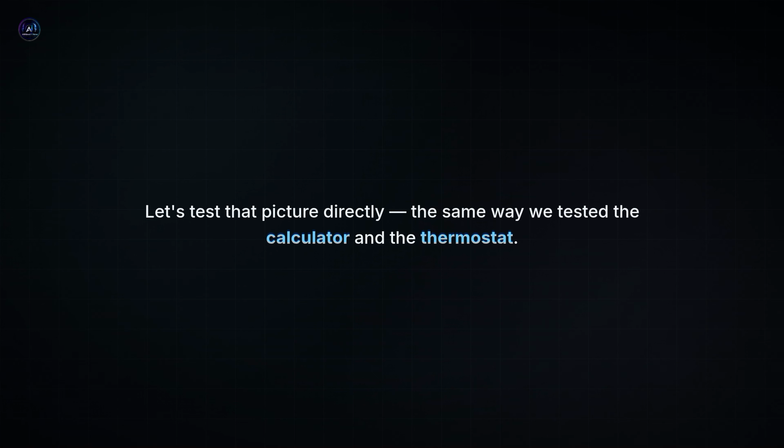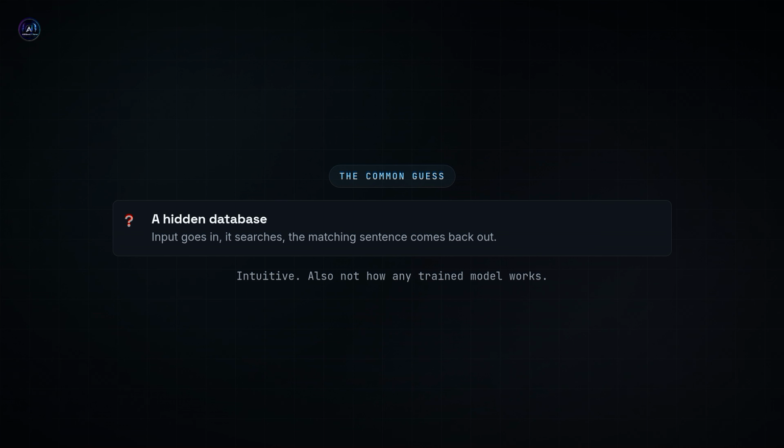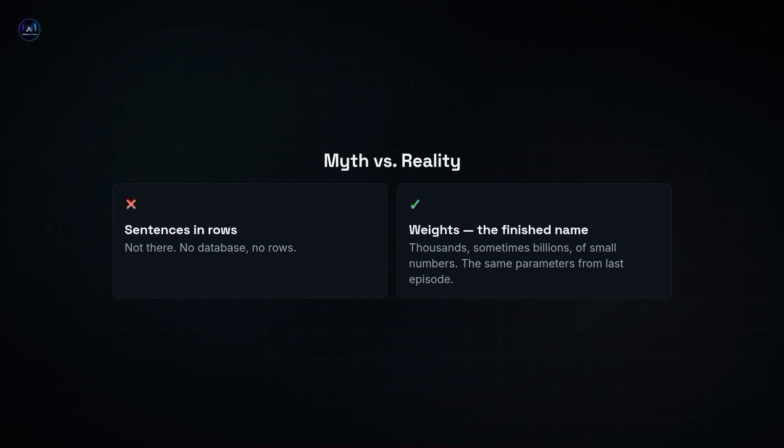So let's test that picture directly, the same way we tested the calculator and the thermostat. Here's the guess most people make. Somewhere inside the model, there's a database. Your input goes in, it searches that database, and the matching sentence comes back out. Here's what's actually there instead. Not sentences, not rows. Thousands, sometimes billions, of small numbers. The exact same parameters from last episode, now just called by their finished name, weights.